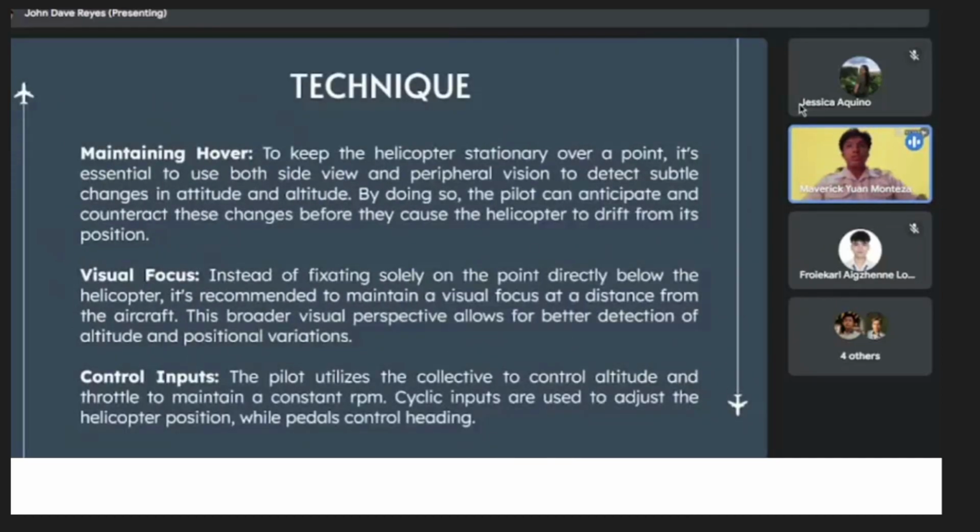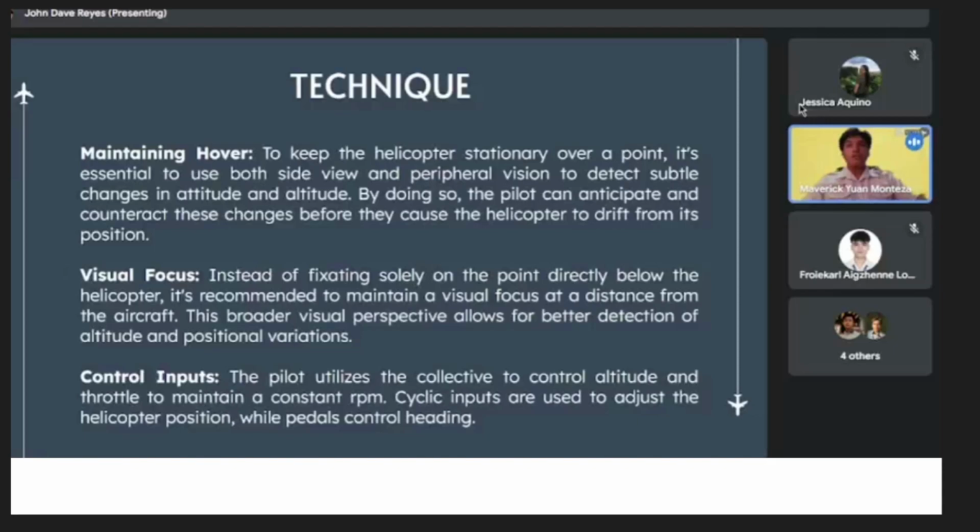Now, these are the necessary decisions, adjustments, or techniques that must be observed for us to achieve a proper hover. First, we have maintaining hover. To stabilize the helicopter over a point, pilots rely on sight and peripheral vision to detect subtle changes in attitude and altitude, allowing for anticipatory adjustments.